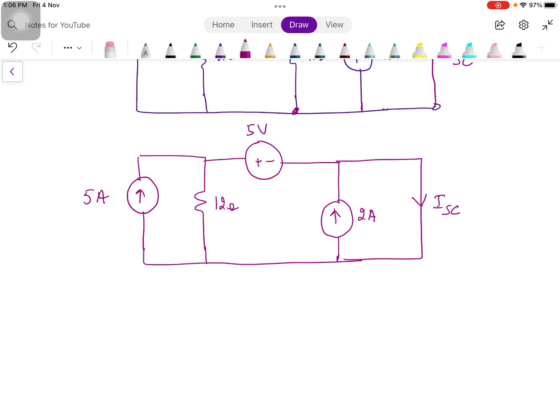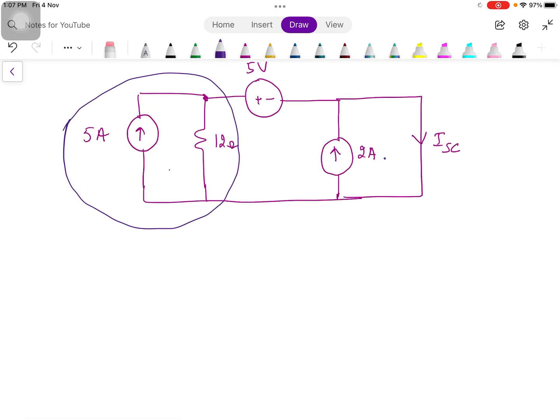In order to find ISC, if I use the circuit as it is and apply mesh analysis, then I have a first mesh, second and third. We have 3 meshes. Now this circuit can be simplified further by changing this current source to a voltage source. We have a current source of 5 ampere connected in parallel with 12 ohm. So basically it's a practical current source which can be changed to a practical voltage source. We can apply source transformation over here.